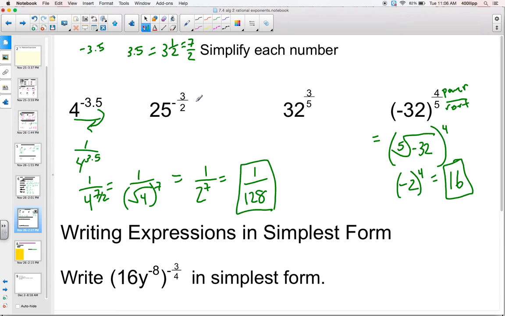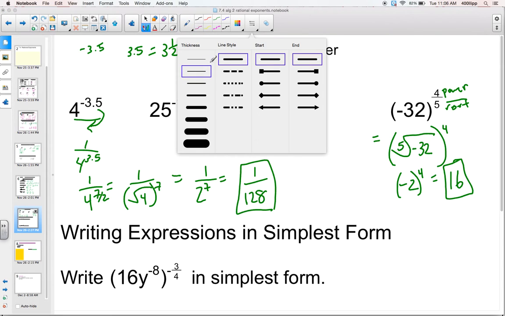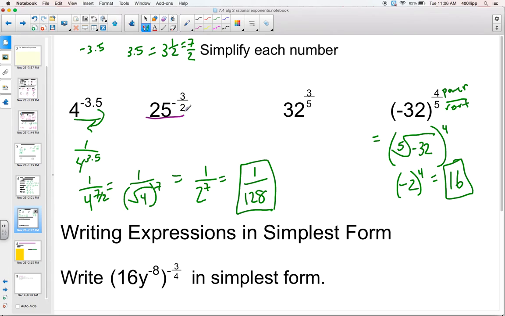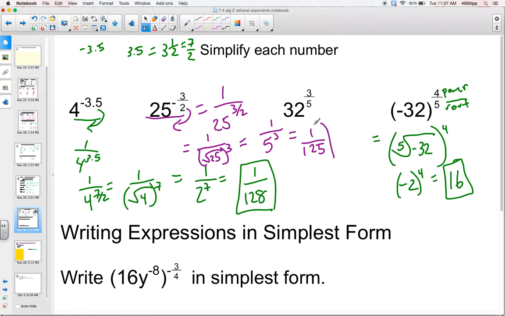All right, let's try another one. How about this one here? Okay, so first thing we always do, get rid of that negative exponent. So this is 1 over 25 to the 3/2 power. Continuing on, we have 1 over, we use power over root. Square root of 25, and then that's going to be cubed. So I have 1 over, the square root of 25 is a 5, and then we do 5 cubed. 5 cubed is 125, so 1 over 125.